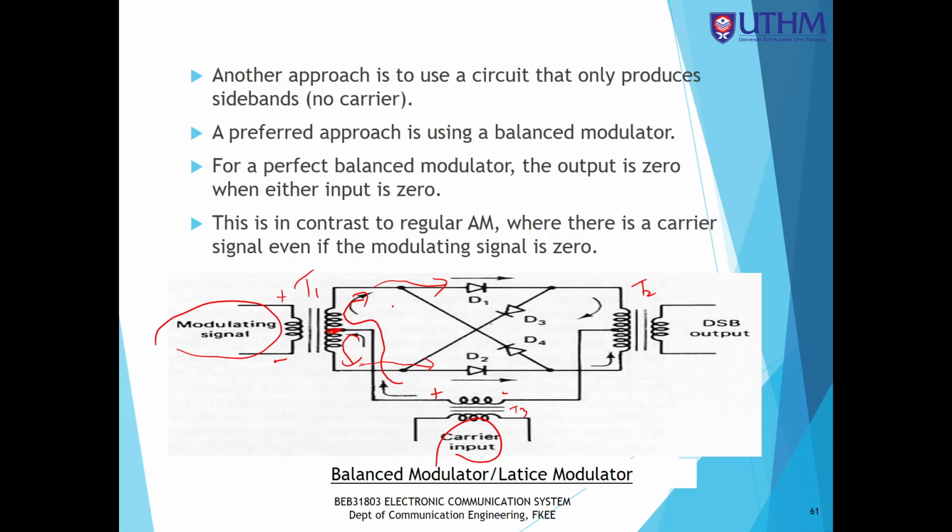So D1 and D2 will forward bias, switch on, whereas current cannot flow to D3 and D4. So D3 and D4 will reverse bias, switch off. Okay, so current flows in these directions, and then goes to the output.